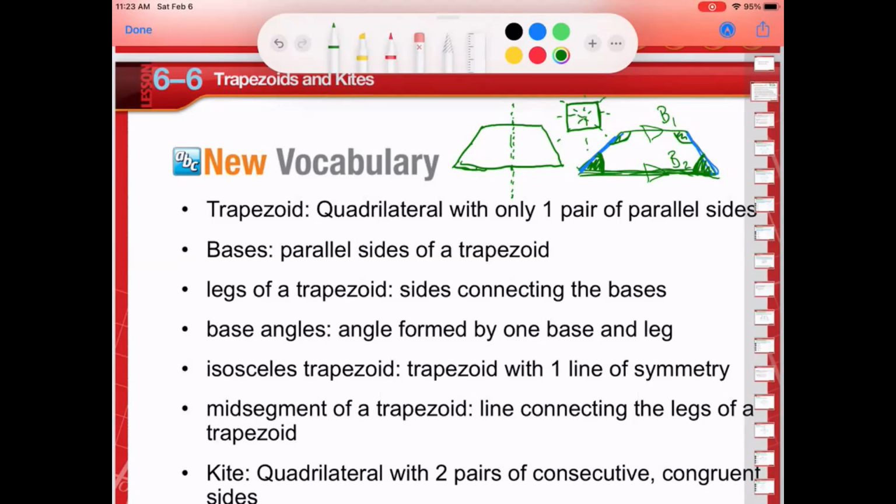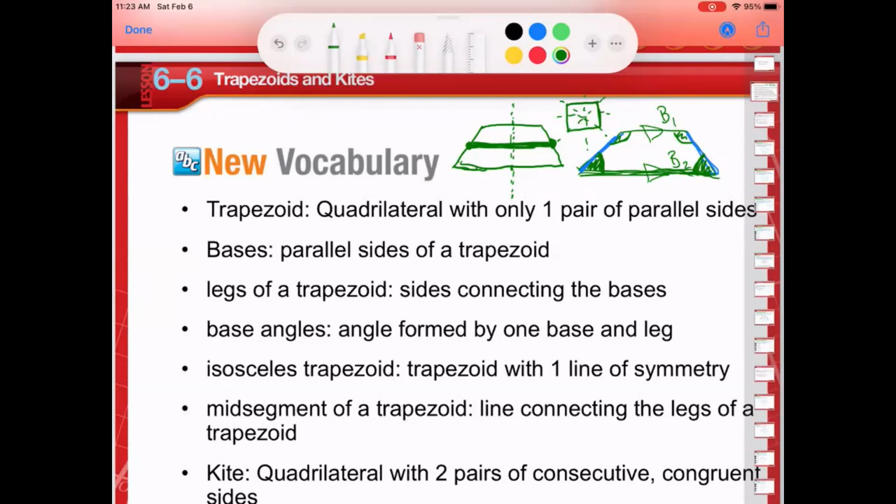Now, the mid segment of a trapezoid is the line connecting the midpoints of both legs. So let's just pretend this was our midpoint on each leg. The mid segment would run between those, just like the mid segments we had done before. I believe we did them in triangles and we also did them in standard parallelograms as well.